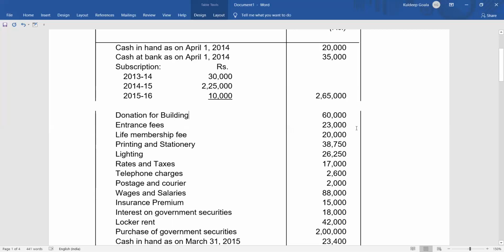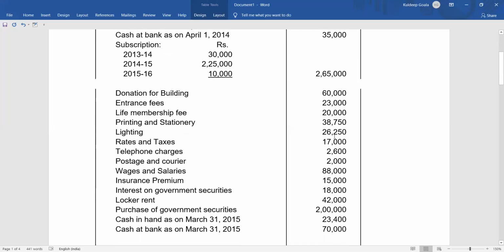Entrance fees, this is also our receipt, so it will also come in the receipt side. Life membership fees is also received by an NGO or non-profit organization, so it will also come under the receipt side. Then printing and stationery. Printing and stationery is taken as an expenditure because we make a payment for purchasing copies, taking printouts and getting other stationery items for the purpose of running the organization.